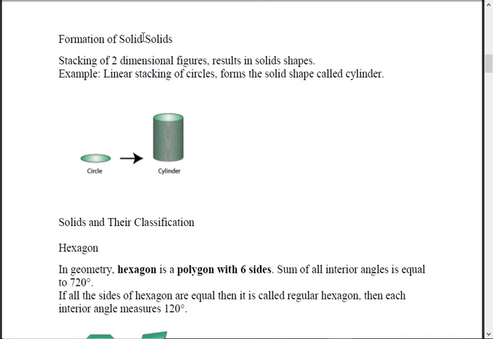Formation of solids. Solid means what? Filled in. And second one is called as hollow. Suppose if you want to make this cylinder, solid cylinder, means everything filled with iron, then stacking two-dimensional figures results in solid shapes. Means if you put one circle over other, one plate of iron over other, and go on putting them in a straight line, you will get a cylinder, right? Linear stacking of circles forms a solid shape called as cylinder.